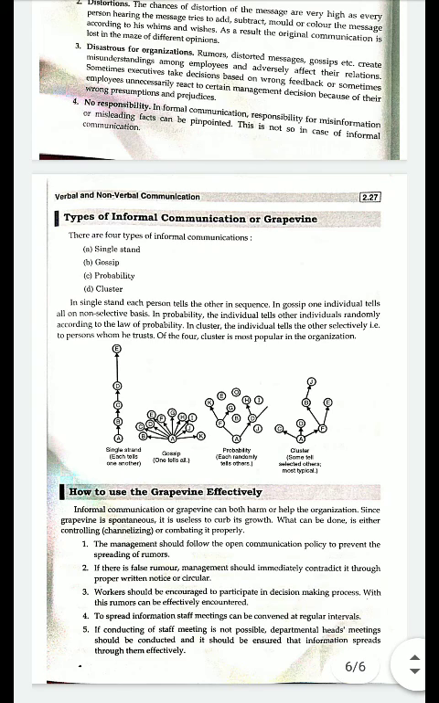These types of informal communication, you just go through. If you don't understand, you can ask me. So this is a short video of this second chapter, verbal and non-verbal communication. Just go through this chapter and you will understand. In our next class I will discuss different forms of communication, that is chapter 3. Okay, student. Thank you.